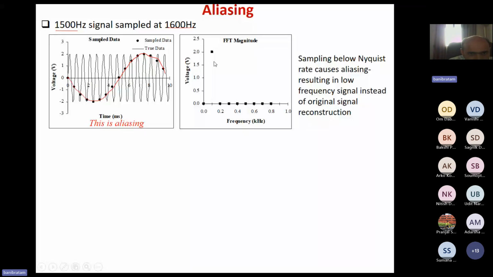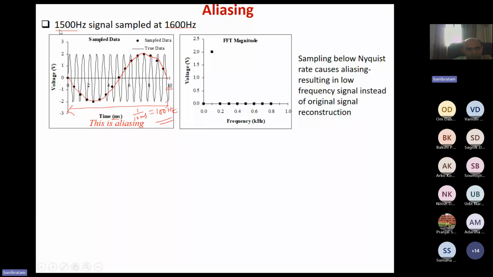And what is the frequency of this low frequency signal? In this particular case, the time period of this low frequency signal is how much? The x-axis is in milliseconds, so 10 milliseconds. So 1 by 10 milliseconds means how many hertz? 0.1 kilohertz, which means 100 hertz.